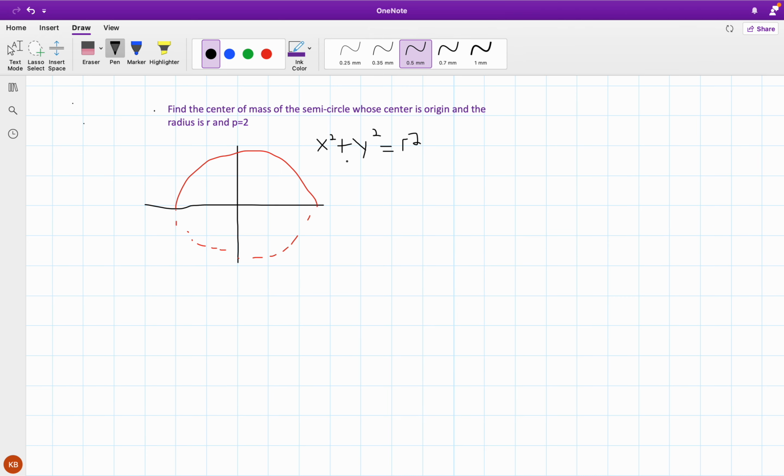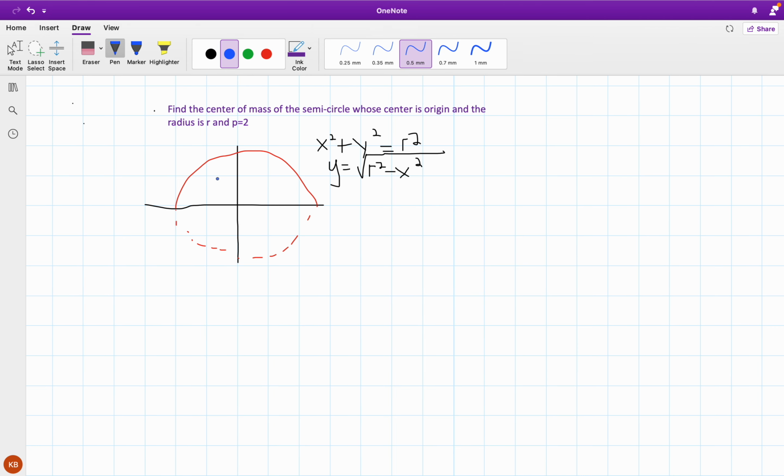And now we can manipulate this equation algebraically to isolate y and make it a regular equation that we could plug in to find the center of mass. So y, we're going to move the x squared over, and we're going to square root this because it's y squared and we only want y, so y would equal the square root of r squared minus x squared. And that's our equation. And we know that the center of mass will be in the center of the object.